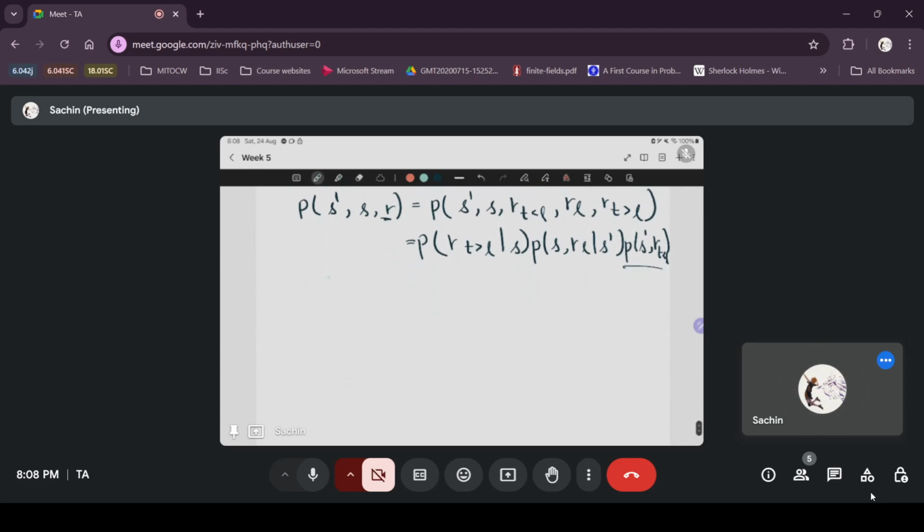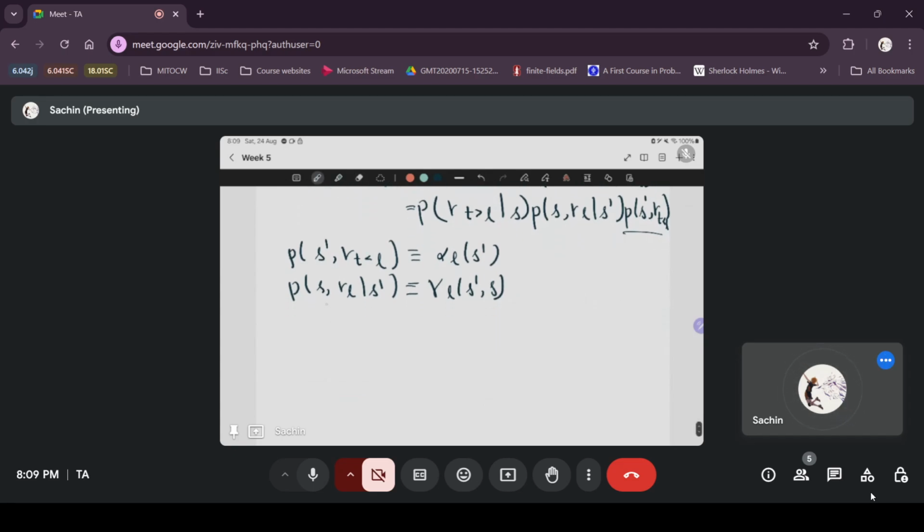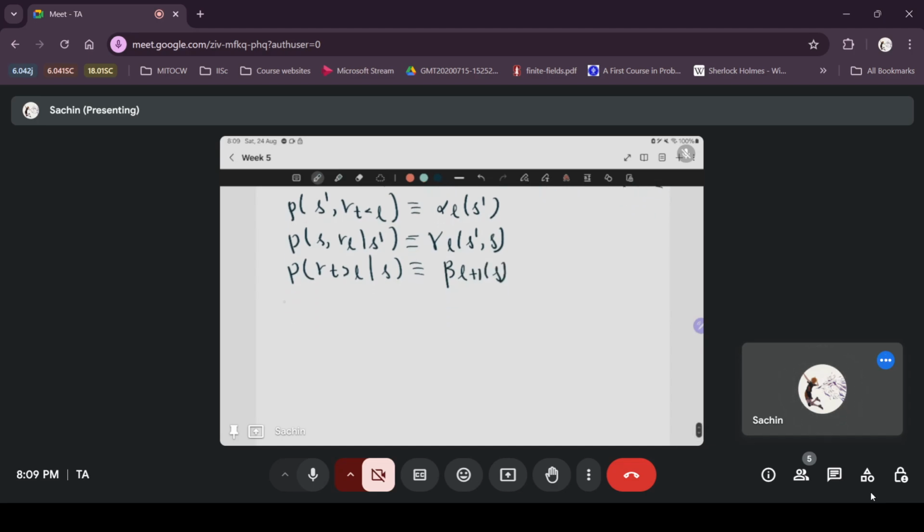So here your P of S dash comma RT less than L will be alpha L of S dash. P of S comma RL given S dash will be the gamma L of S dash comma S. We saw alpha, beta, and gamma in the previous questions. So this is how you get them. P of RT greater than L given S is your beta L plus 1 of S. So your P of S dash, S comma R is equal to alpha L of S dash, gamma L of S dash comma S, and beta L plus 1 of S. Okay. I hope you are following what I'm saying.